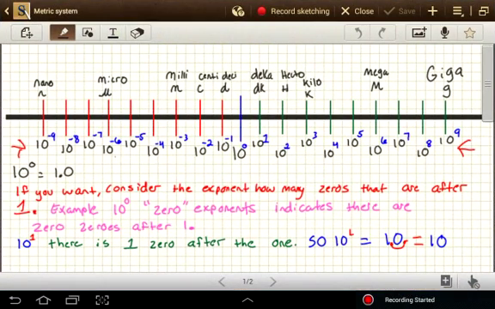Okay, today we're going to be discussing the metric system and how it relates to the SI base system. The SI base system is the prefix with metric system to give us a value number in science. Here we have a number line that indicates the SI base system. We have 10 to the negative 9 all the way to 10 to the positive 9.